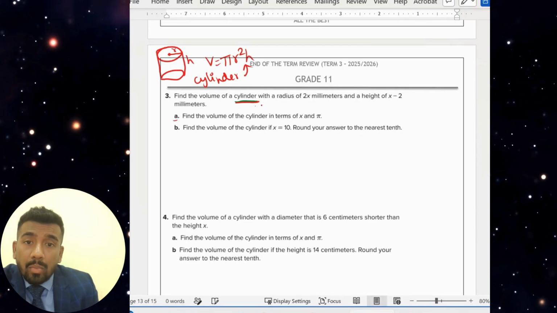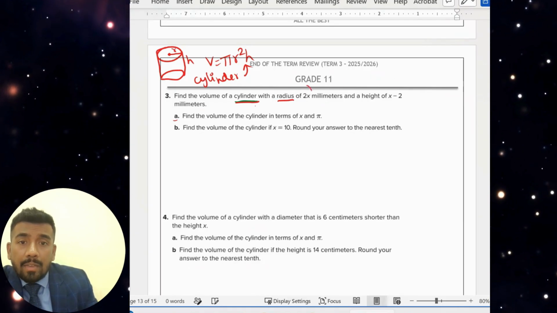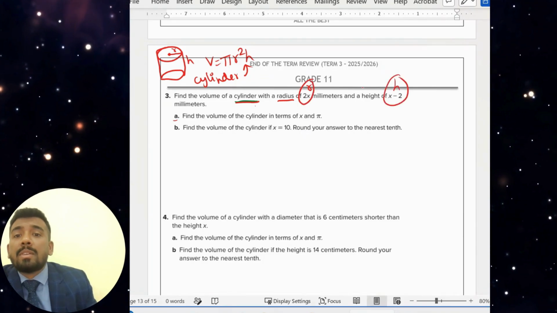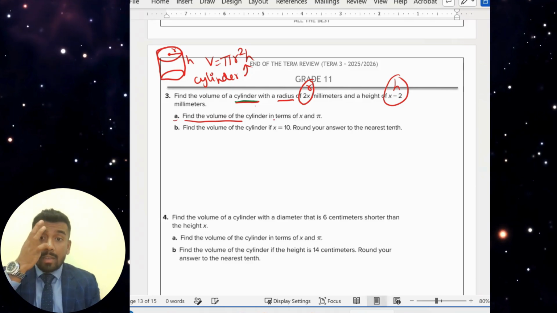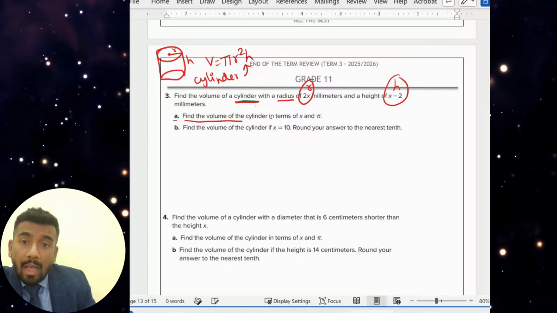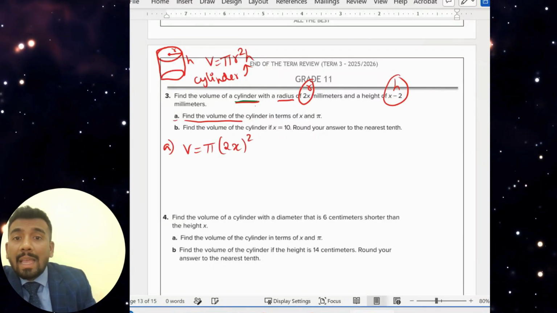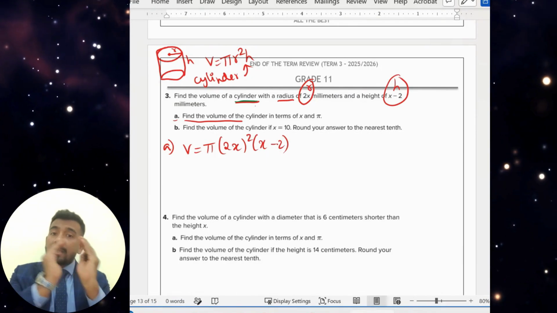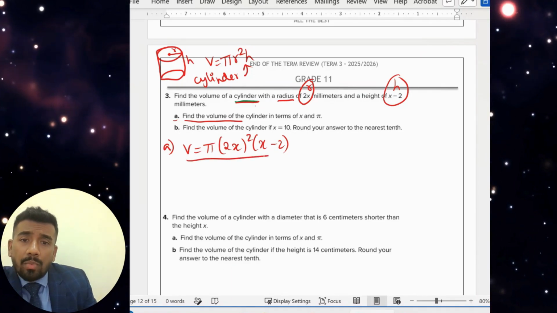What's the first thing they need to find? Before going into it, the radius is given as 2x, so r is 2x, and height is x minus 2. Find the volume of the cylinder in terms of x and pi. So V will be pi r square, and r is 2x, so (2x) square, h is (x minus 2). Put brackets. Every time you substitute something, put brackets. That's the answer. No need to simplify.